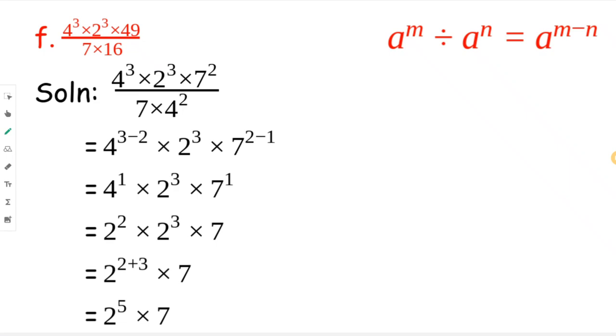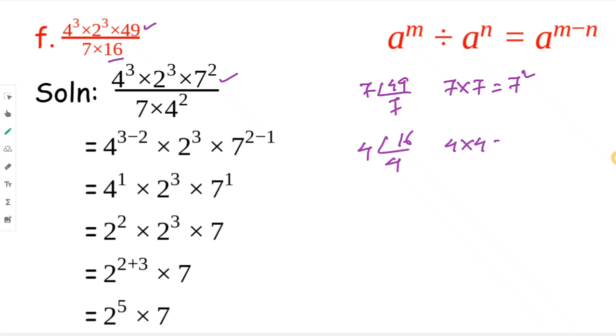Let's do F also. Once again, if you look at this 49, I'll find the factors. It'll be 7 7s are 49. So I can write it as 7 into 7, or 7 to the power 2, or 7 square. Once again, 16. 4 4s are 16, which means it will be 4 into 4, or I can write it as 4 square in exponential form. Once we're done with it, let's start dividing. 4 to the power 3 divided by 4 to the power 2. Same base, different powers, I can subtract the powers. So 3 minus 2, these 2 leave it, and again 7 square divided by 7.